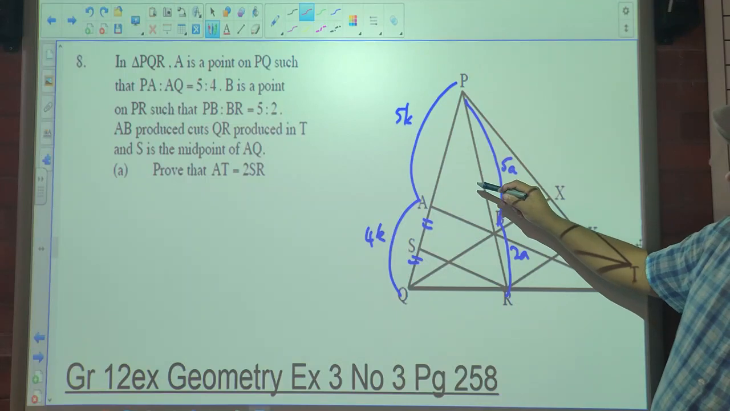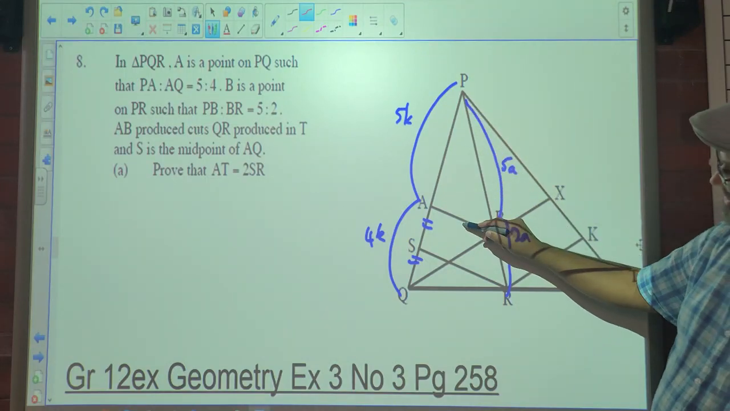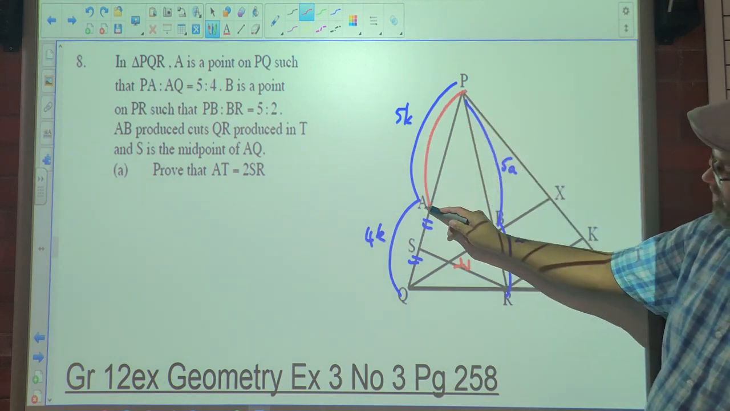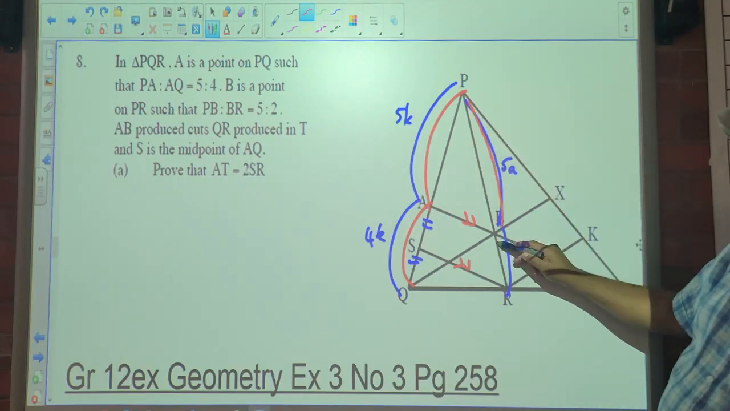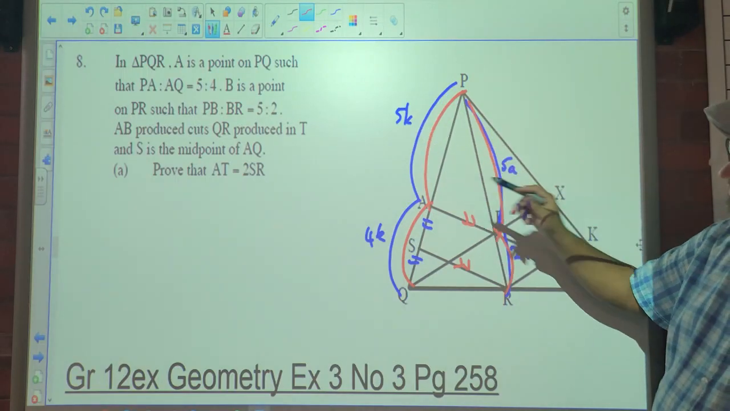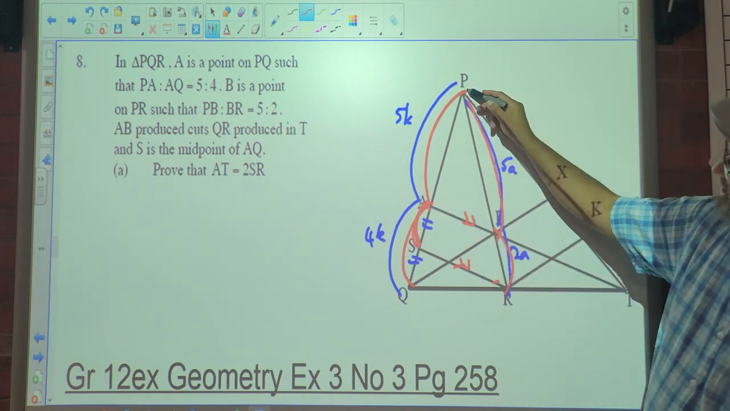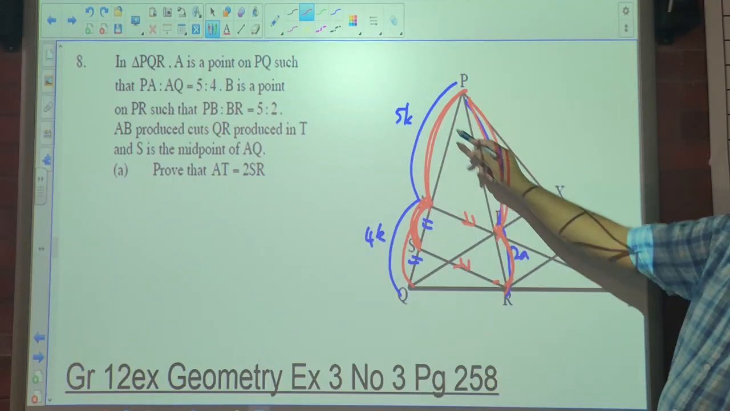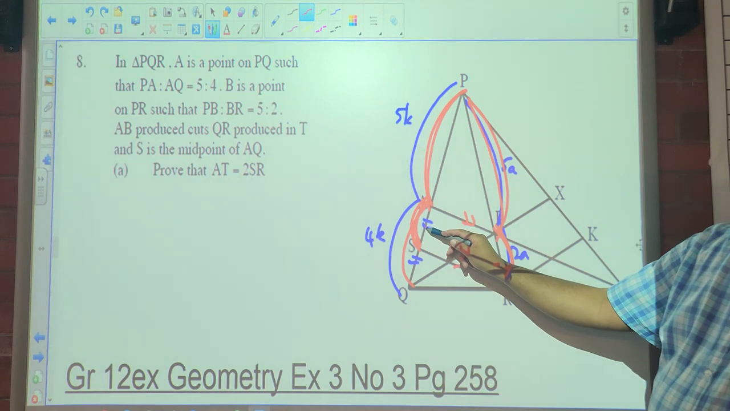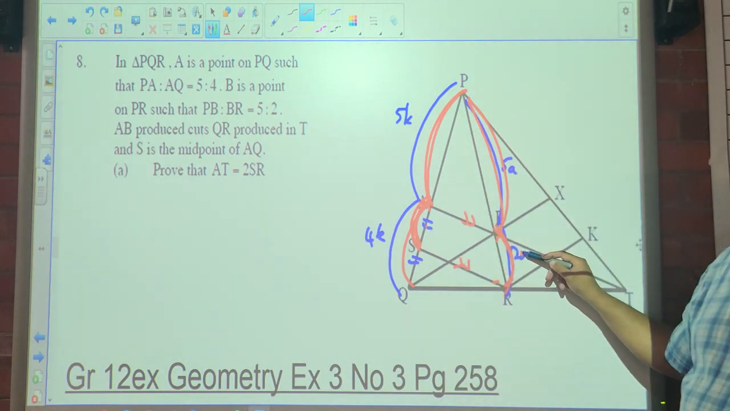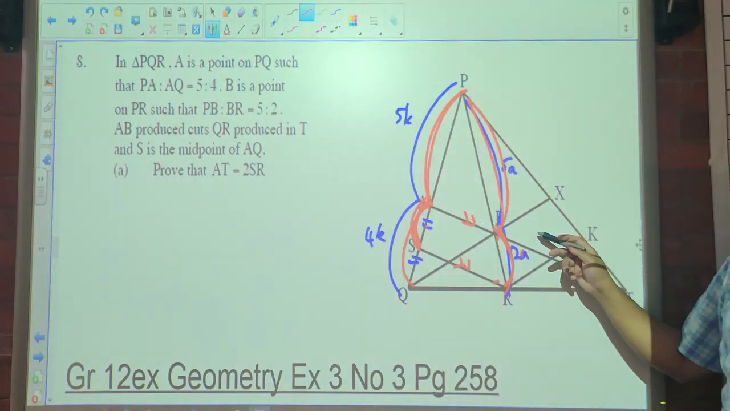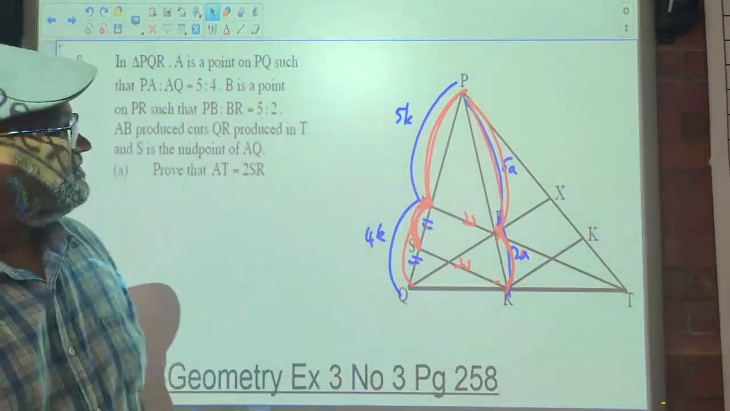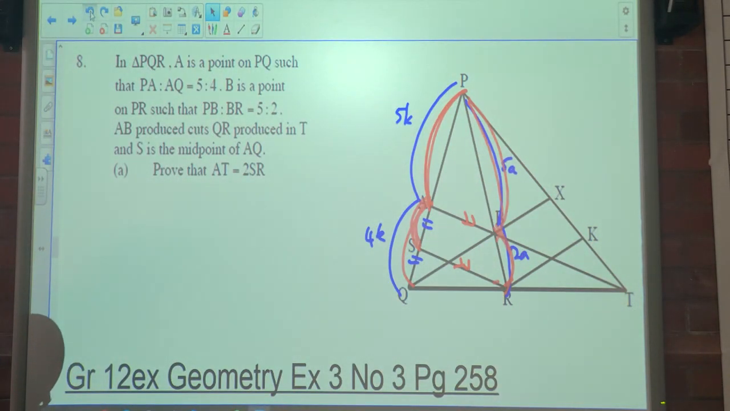To prove that these lines are parallel, I think it's going to be the easier one of the two. Because if we can say that PS over SA is equal to PB over BR, which is 5K over 2K, is equal to 5a over 2a. Can you see that, people? So the ratios are equal. This is coming from exercise 2, the converse of the proportionality theorem.